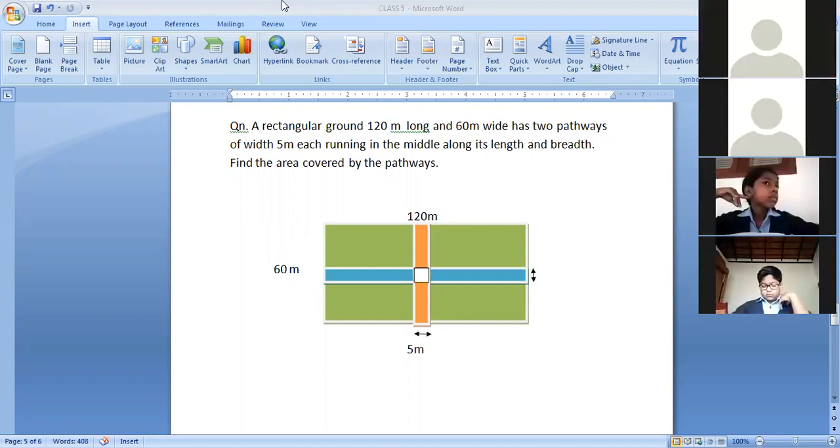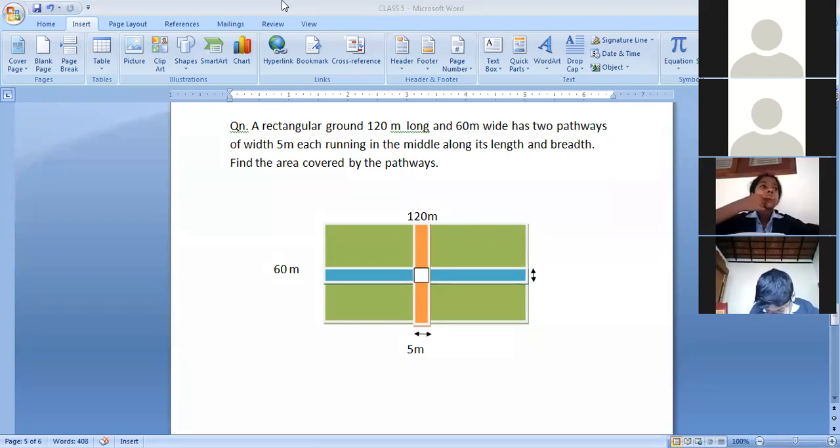How many pathways does it have? It has two pathways, of width 5 meter each, running in the middle along its length and breadth. Find the area covered by the pathways.